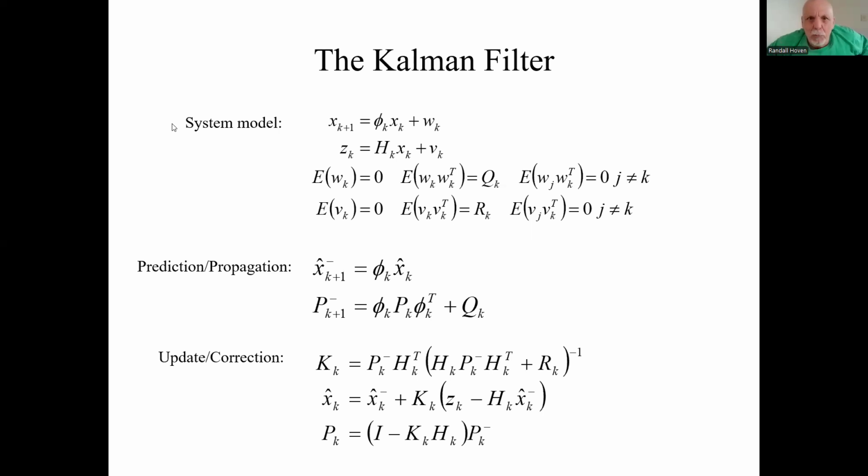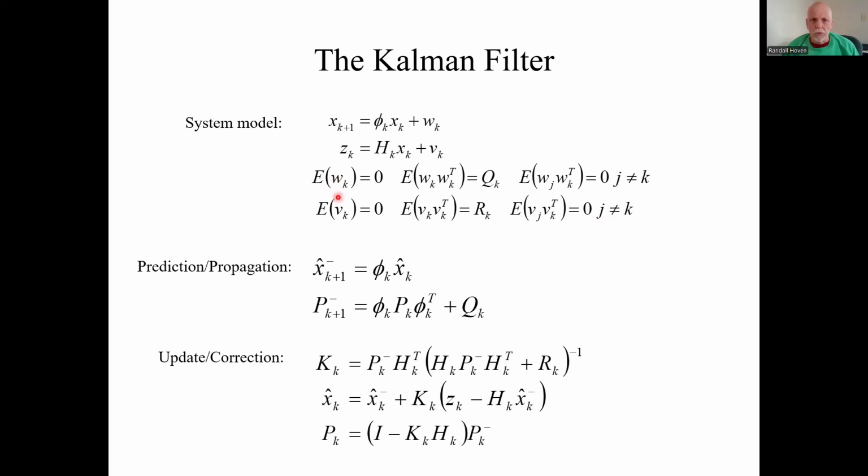Now that we've gone through the pain of deriving the Kalman filter, here it is on one chart, including the system model. It works on a discrete time state space system with these random process inputs, process noise and measurement noise, and they are random processes. And all we assume about them are the first and second order statistics.